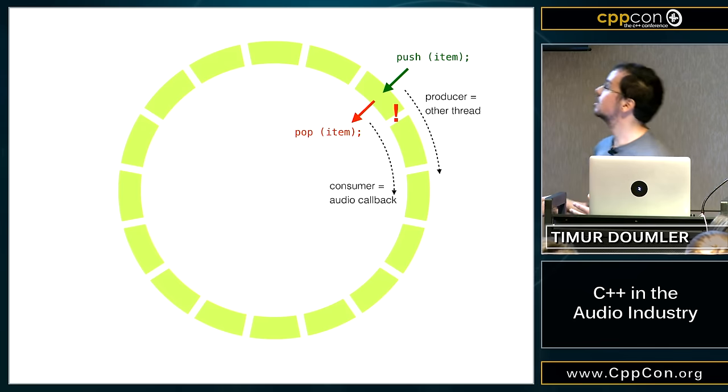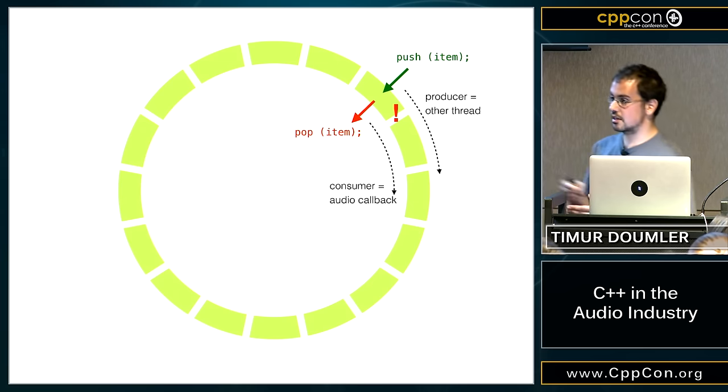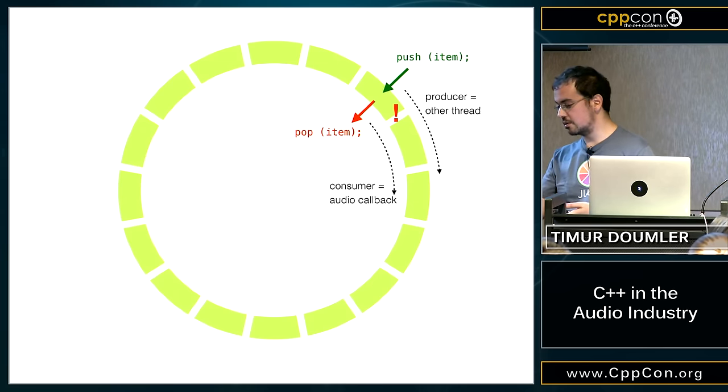This is one case that you have to explicitly handle, and this heavily depends on your actual use case. The other case that you have to handle is if the reader overtakes the writer. This is the newest data, and this is the oldest one, so we go this way around. This just means that there's no data, which means that if there are notes, then there are just no notes played, so you don't have to do anything.